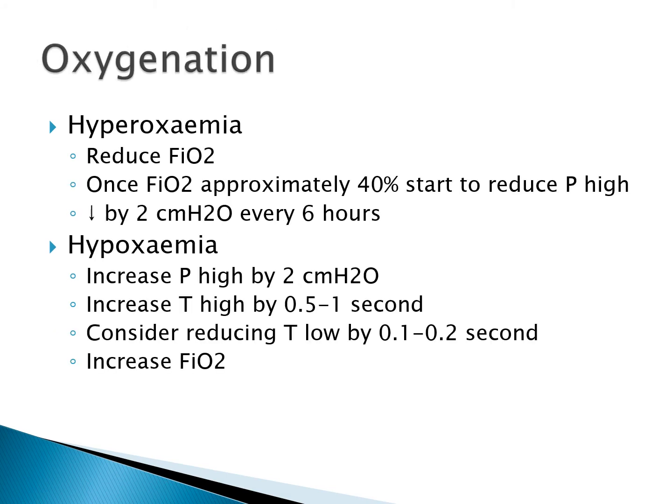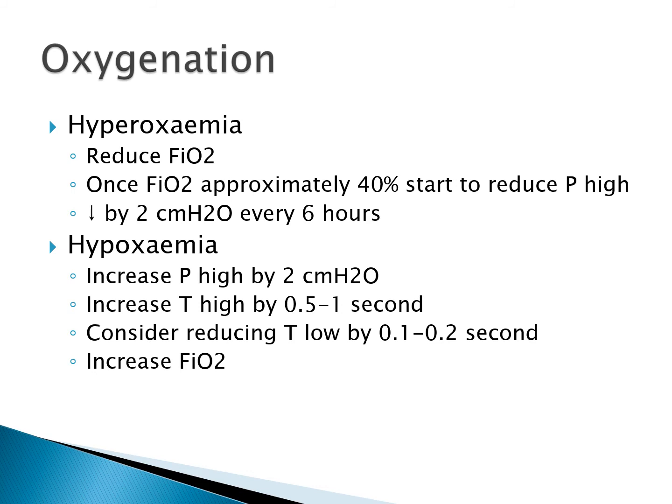So in terms of oxygenation, if you're overachieving, reduce your FiO2. But once FiO2 is getting down to approximately 40%, I would start at that point to reduce P high, reducing it by approximately 2 centimeters of water every 4 to 6 hours or so, and then reviewing the next set of blood gases, just taking things slowly and gently.